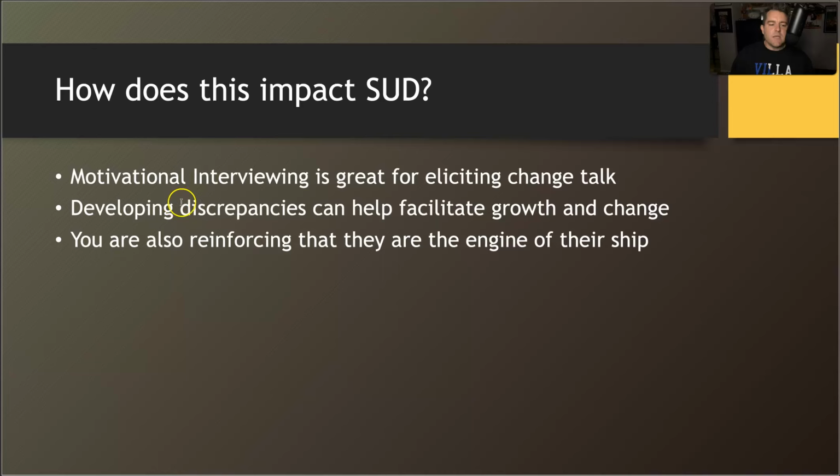All right. So how does this impact substance use disorder? Motivational interviewing is great for change talk. I mean, that's really what motivational interviewing is designed to do, is really draw out change talk, discrepancies, helping them kind of see some of the inconsistencies that they're showing up with. Okay. And then also it's a good reminder that the patient is the engine of the ship. Okay. That's the big thing. Reminding them of the personal choice that they have. Cool. All right. We will continue this discussion next week.